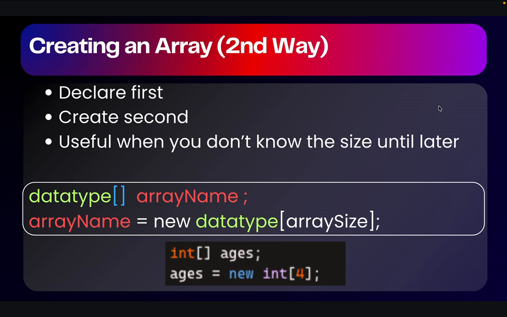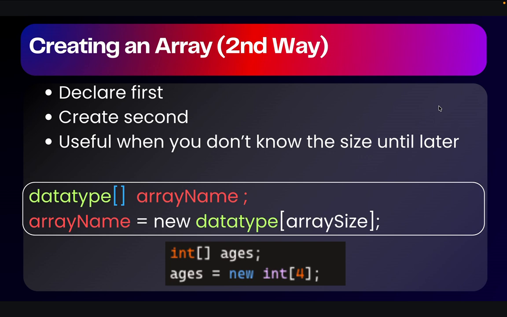So there's also a second way that we can do this, and that would be by declaring our array first and then creating it second. So on two separate lines. And this is typically going to be useful when you don't know the size of the array. So for example, you may ask a user to enter information, but you don't know how much information they're going to enter. In this case, you could give them the option to let you know, and you can establish the array size based on what they provide you. So that would be a use case of this.